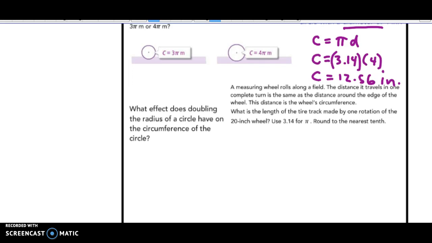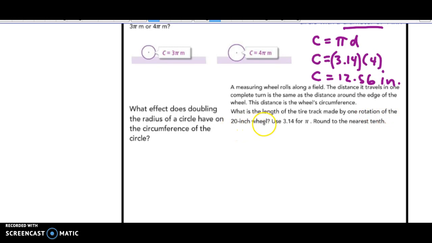Let's look at this measuring wheel problem. So the distance that this wheel travels on a complete turn is the same as the distance around the edge of the wheel. So this distance would be the wheel's circumference, right? How far that wheel can travel in one revolution is the same as the distance around that wheel or its circumference.